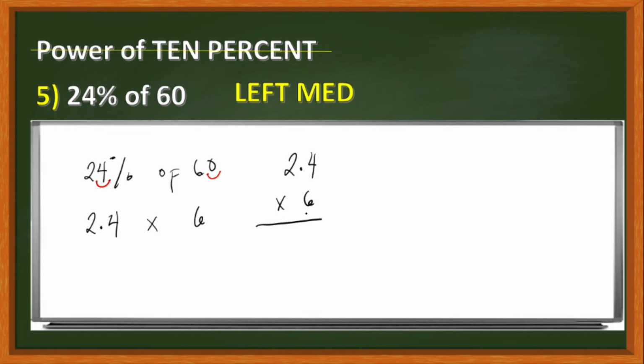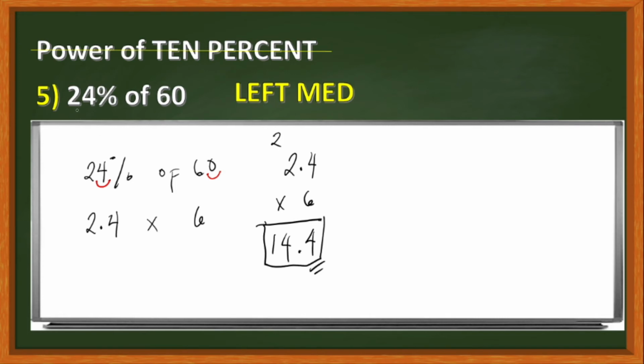The answer is 6 times 4, the answer is 24. 6 times 2, the answer is 12, plus 2, we have 14. Not the number of decimal places. We have 14 and 4 tenths.